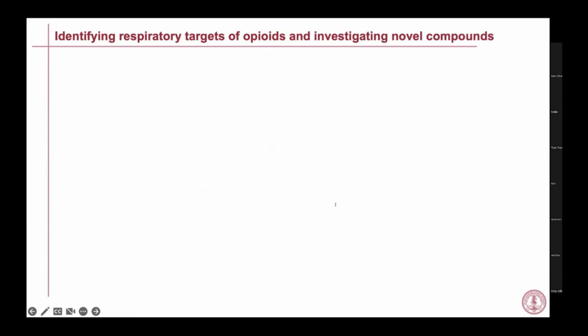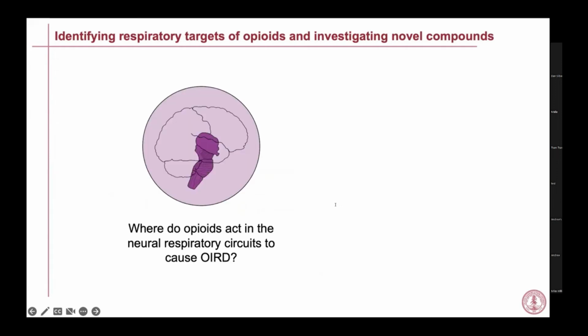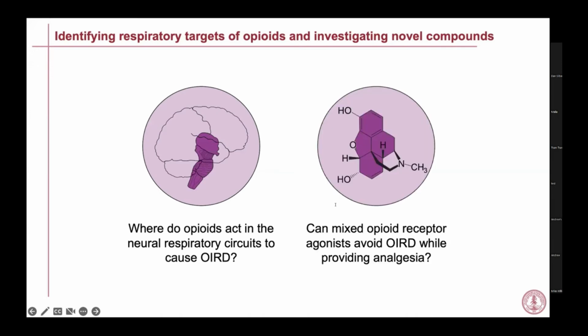So in my research, I've been trying to investigate a couple of questions related to this topic. First, where are opioids acting in neural respiratory circuits to cause OIRD? And second, can mixed opioid receptor agonists avoid OIRD while providing analgesia? The first of these is important for guiding potential drug development. For example, if we could identify a single region or type of neuron that causes OIRD, we could potentially develop drugs that spare that area but maintain their effect on pain receptors. Or we could potentially develop a new antagonist to replace Narcan that only acts at these respiratory regions, sparing pain.